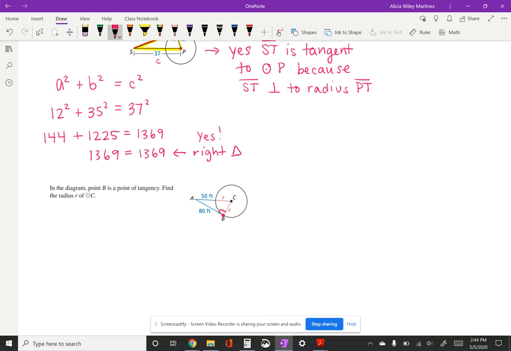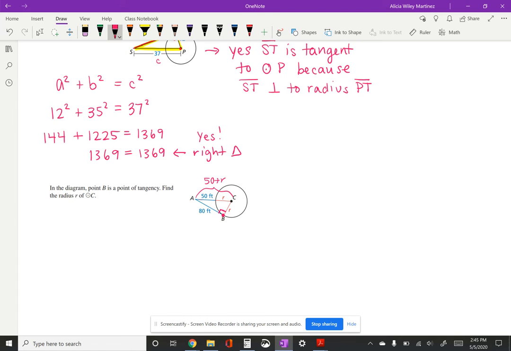Okay? So the way that we're going to do that is we're going to use the Pythagorean theorem again. Whenever we go to use the Pythagorean theorem, we don't know the length of AC by its value, but we know that it is a combination of 50 and R.